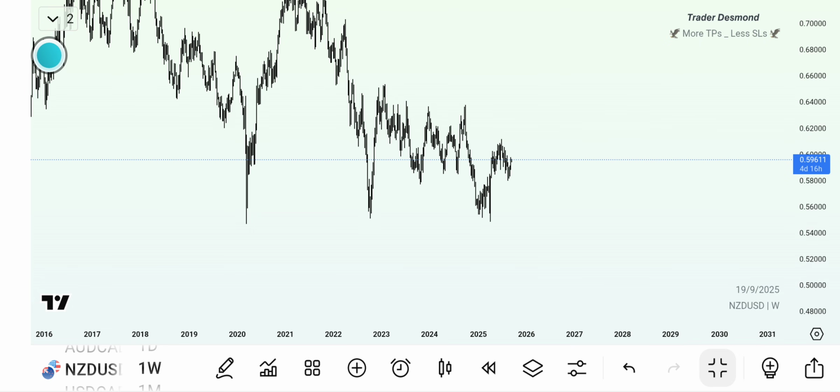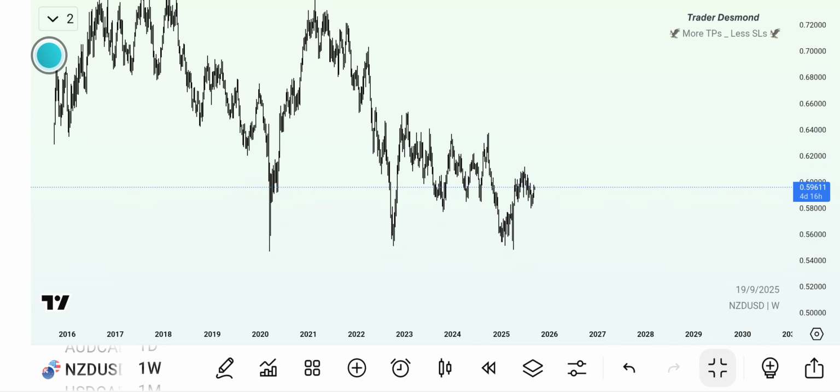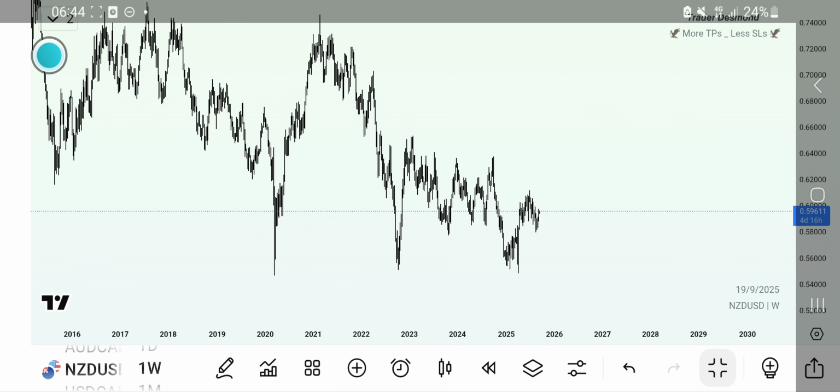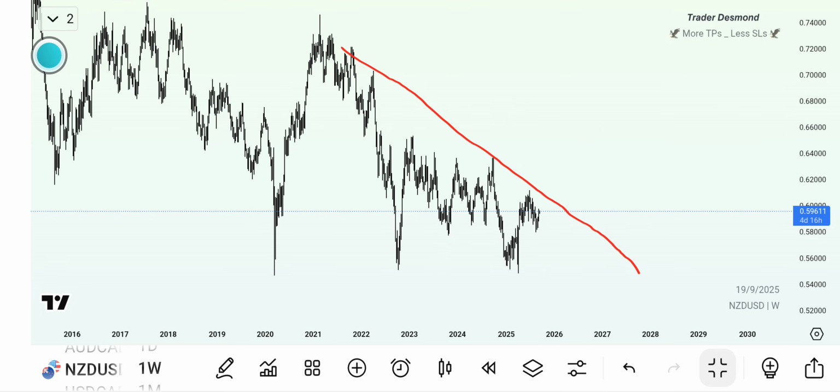Now you can see currently on the weekly time frame, you agree with me that we are bearish. Yes, we are bearish on the weekly time frame. Actually, we are bearish, understand? But you can see the market is trying to move to the upside. You can see it. So now let's move to the day.